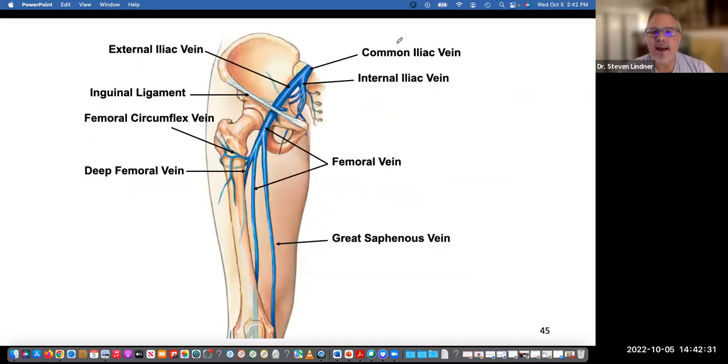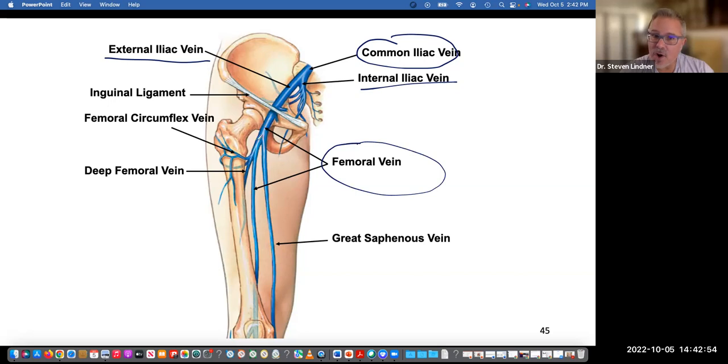So from the top, there's the common iliac vein, and it divides just like the artery divided. There was an internal iliac artery, there's an internal iliac vein. There was an external iliac artery, there's an external iliac vein. Then we follow the external iliac vein down into the femoral vein. Just like the femoral artery, the femoral vein, you could see that it goes more posterior.